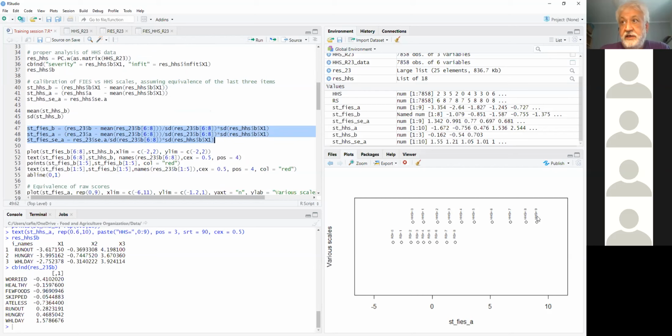And the result is that the raw score 0 on the household hunger scale is equivalent to more or less raw score 2 or 3 in the FIES. And even raw score 8 in the FIES is equivalent to only a raw score 3 or 4 on the household hunger scale. But this is exactly the reason why the household hunger scale was developed, to be able to discriminate better around more severe conditions.